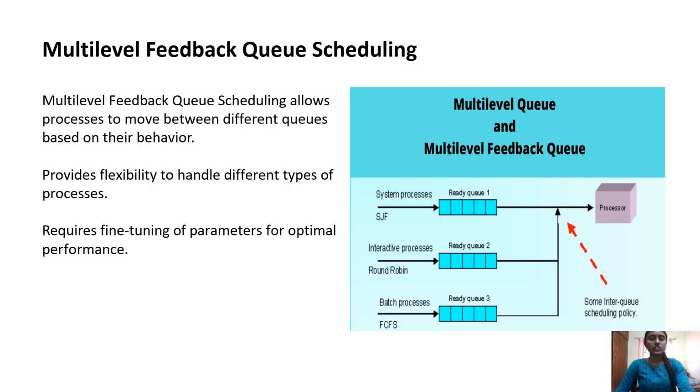Multi-level feedback queue scheduling. Multi-level feedback queue scheduling allows processes to move between different queues based on their behavior, and it provides flexibility to handle different types of processes, but requires fine tuning of parameters for optimal performance. Multi-level queue and multi-level feedback queue. You can see the diagram which shows the multi-level feedback queue.